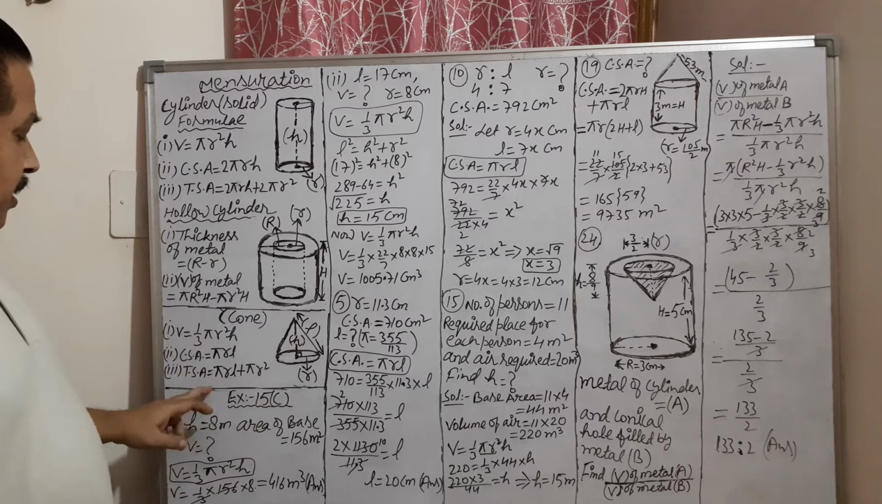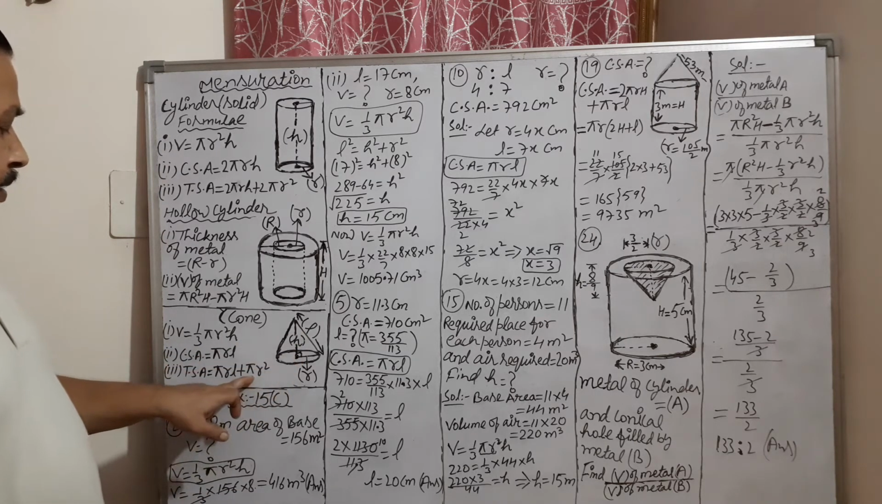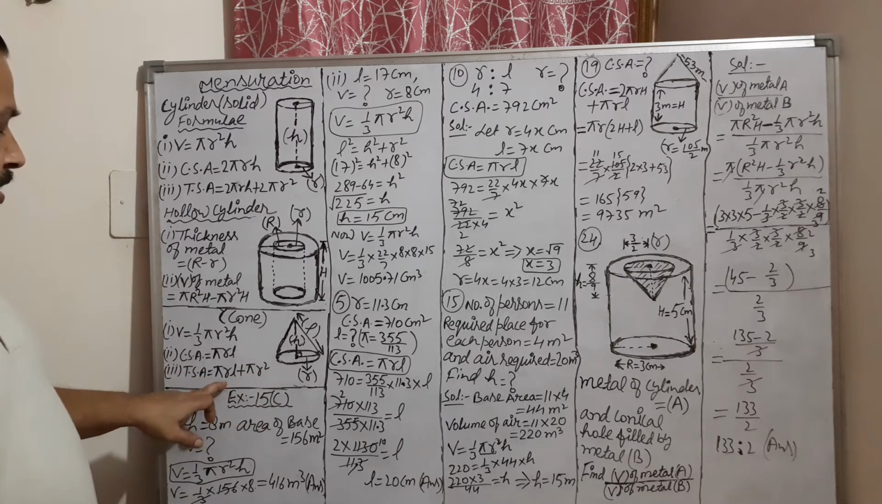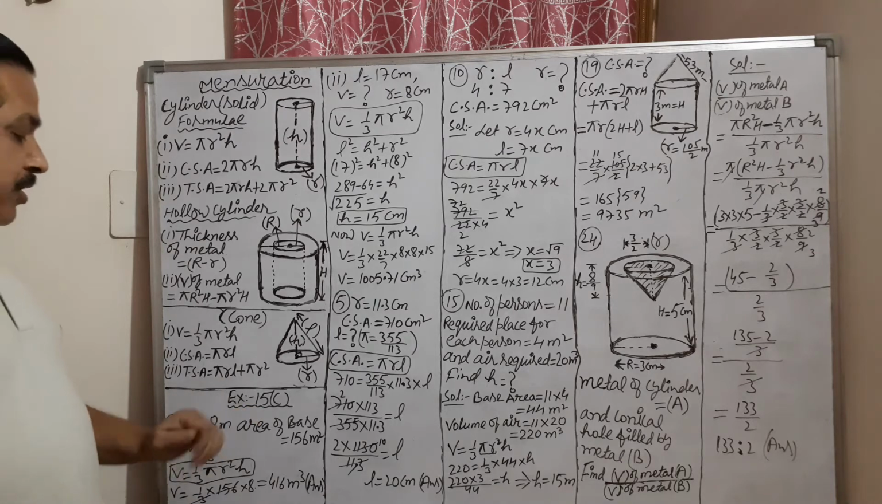L means slant height. Now total surface area means curved surface plus base area. Base area is pi r square. This is curved surface, this is base area. It becomes total surface area.